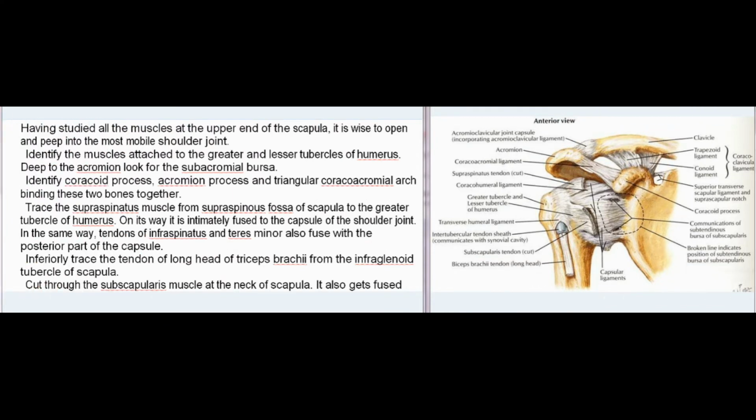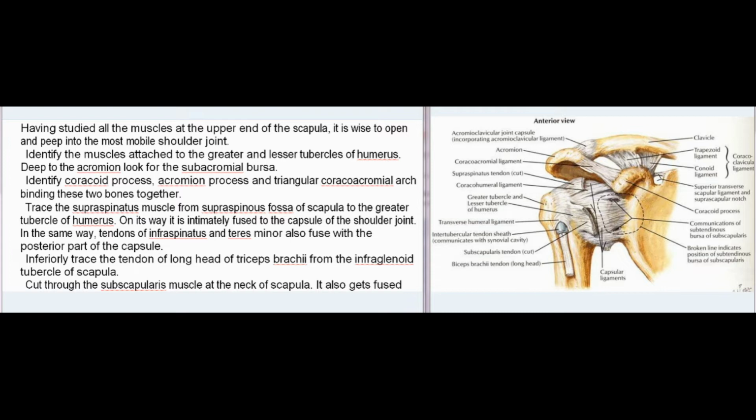Dissection. Having studied all the muscles at the upper end of the scapula, it is wise to open and peep into the most mobile shoulder joint. Identify the muscles attached to the greater and lesser tubercles of the humerus. Deep to the acromion look for the subacromial bursa. Identify the coracoid process, the acromion process, and the triangular coracoacromial arch binding these two bones together.